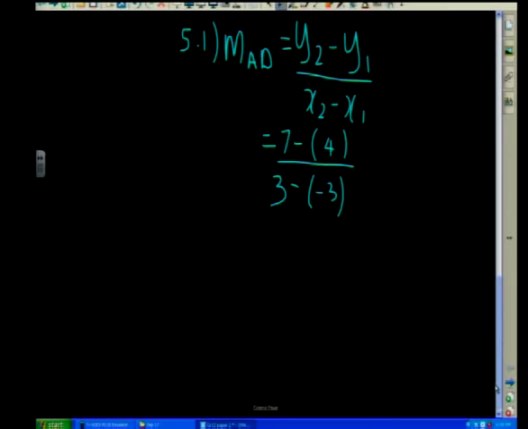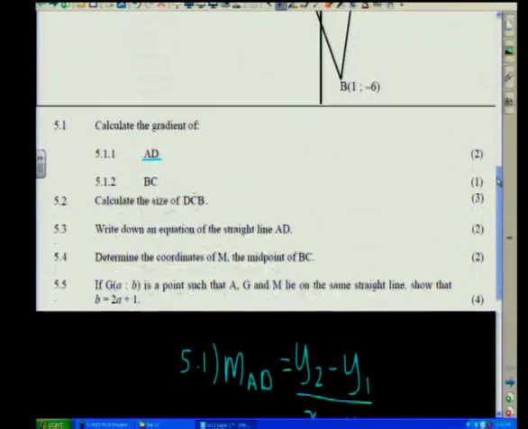Okay, and that's going to give us 7 minus 4 is 3 over, minus times a minus is a plus, 3 plus 3 is 6. So therefore that gradient is a half. All right, so we've done the first part. Let's look at the next part.